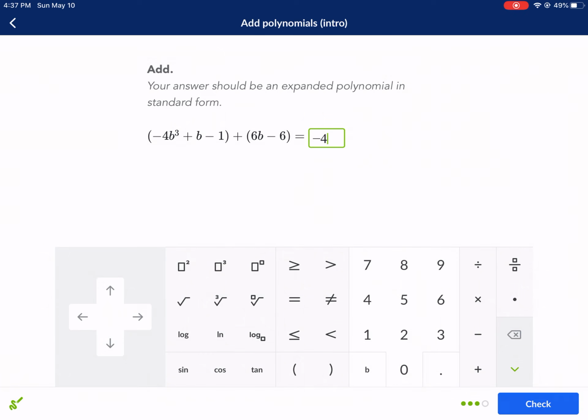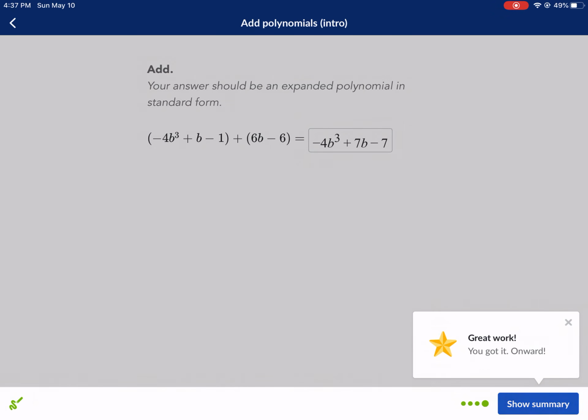So we have negative 4b cubed. There's no other b cubes, so we don't have to worry about any of those. There's no b squareds. Now b, we have a positive b and a 6b, so that's going to give us 7b. And then we have a negative 1 and a negative 6. That will give us negative 7. Let's check our answer. And there we go.